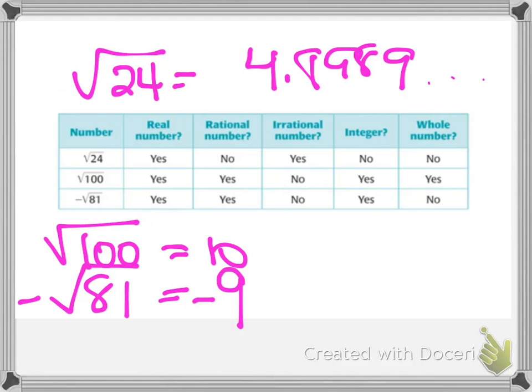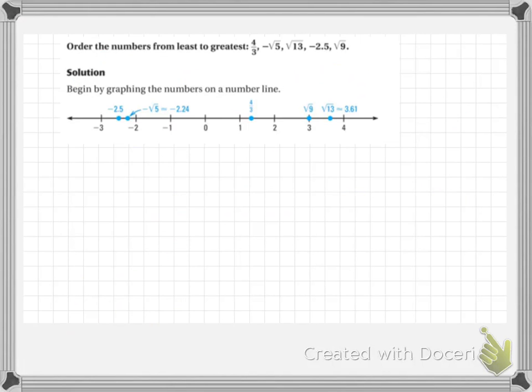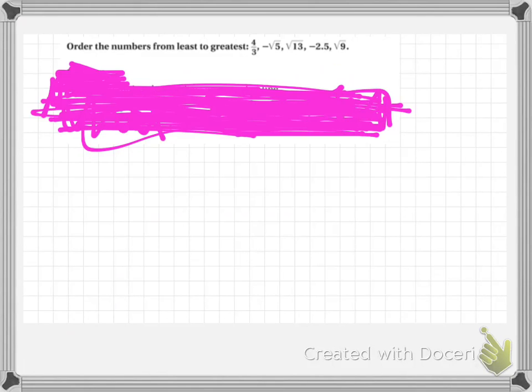Okay, so our next example is to order the numbers from least to greatest. We have 4 over 3, negative square root of 5, the square root of 13, negative 2.5, and the square root of 9. Okay, so I'm going to let you guys solve this on your own. As you're solving it, just pause your video, and after you think you've got the answer, just replay and I will help you figure it out.